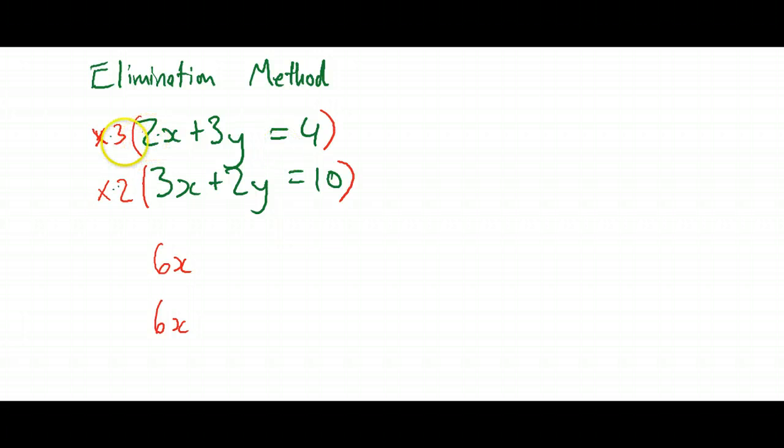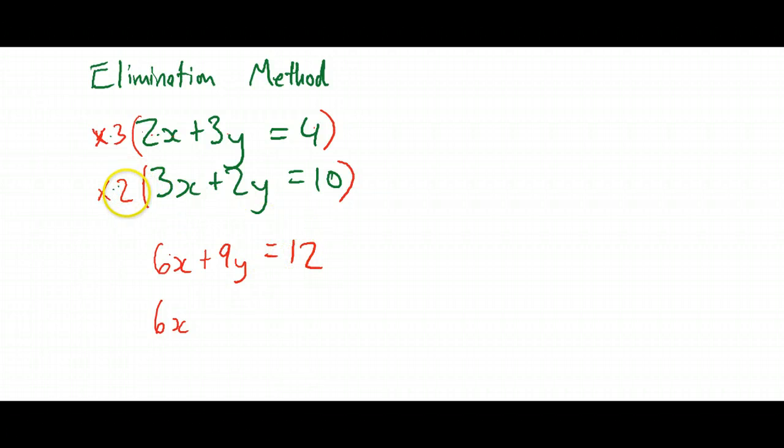Alright, when we do that, when we multiply this equation by 3, the 2x will become 6x, the 3y multiplied by 3 will become 9y, and the 4 multiplied by 3 will become 12.